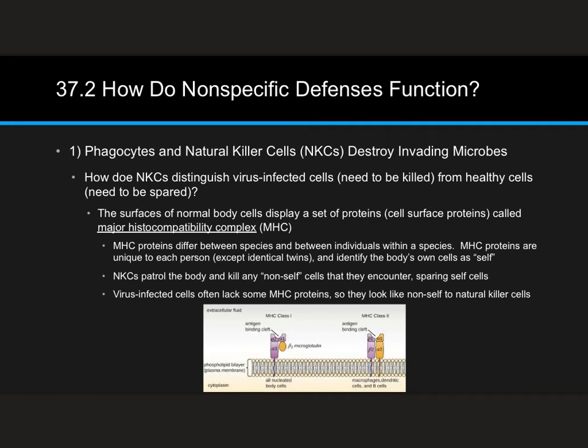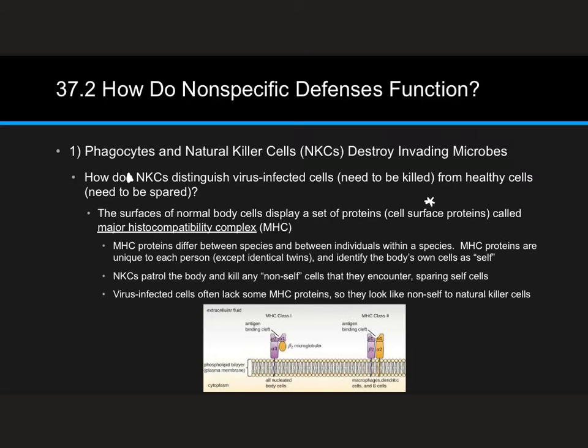So an important question that I mentioned on Tuesday was, how do these cells know whether something is part of the body itself or if it's something from outside of that? How do natural killer cells distinguish virus-infected cells, which are the ones that need to be killed, from healthy cells that need to be spared? The surfaces of normal body cells display a set of proteins, right? These you might remember from first semester, cell surface proteins, cell surface markers.